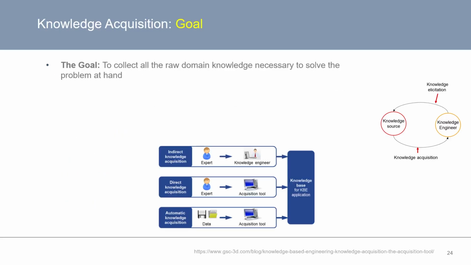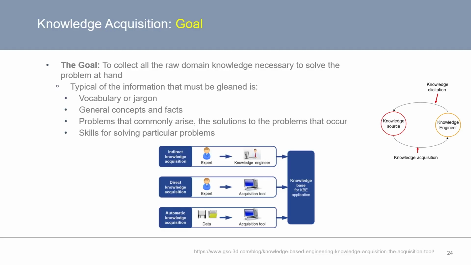The main goal of knowledge acquisition is to collect all the raw domain knowledge necessary to solve the problem at hand. The typical information that will need to be gathered includes vocabulary or jargon, conceptual concepts and facts, problems that commonly arise, and the solutions to problems that occur, as well as skills for solving particular problems.